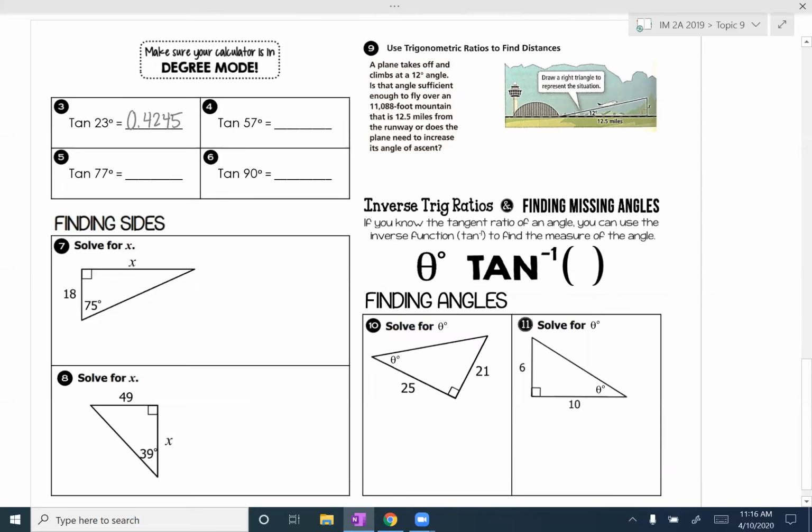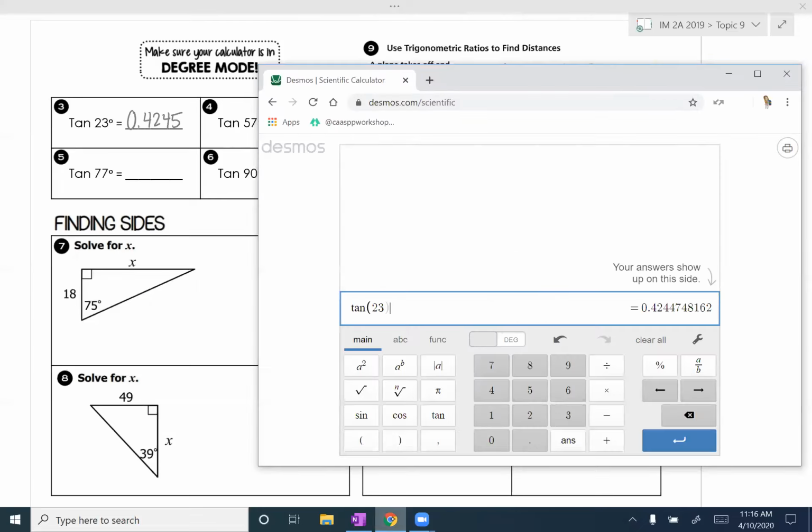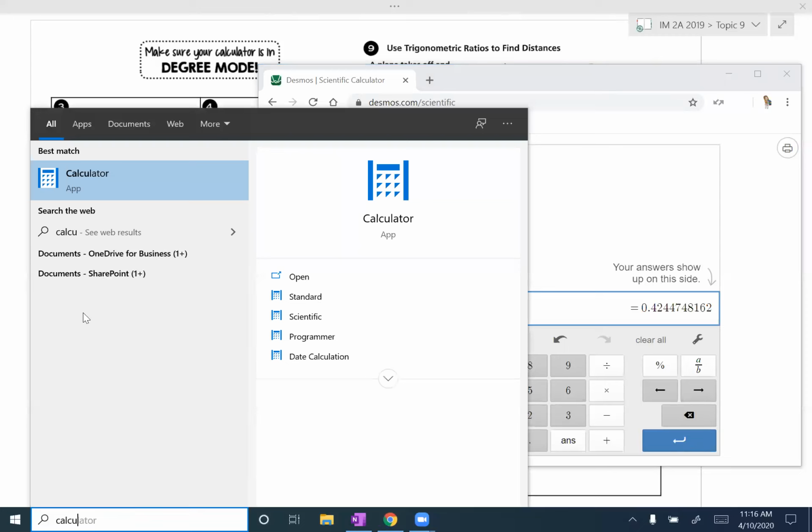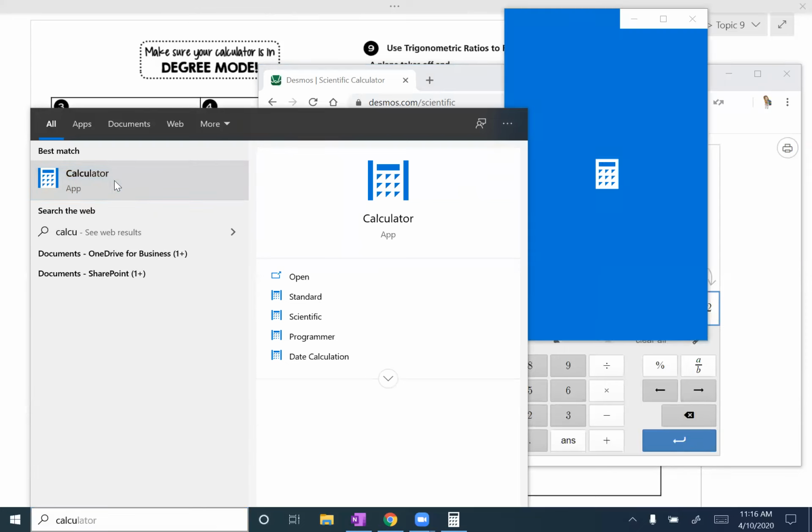0.4245 is tangent of 23. If you're using your iPhone to do this, you actually have to work backwards. So you would have to type in the 23 and then hit tangent. I'll show you with this calculator what I mean, because the one that's on this computer works in that same way.